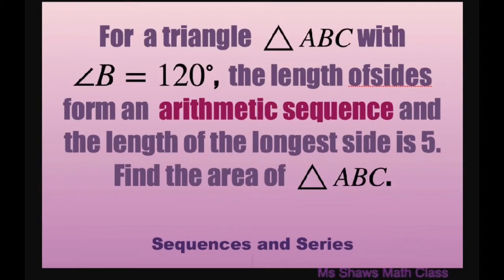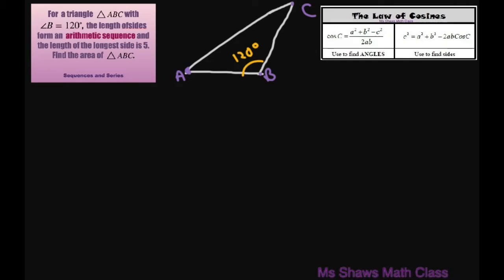Hi everyone. For a triangle ABC with angle B equals 120 degrees, the lengths of the sides form an arithmetic sequence and the length of the longest side is 5. We're going to find the area of triangle ABC.